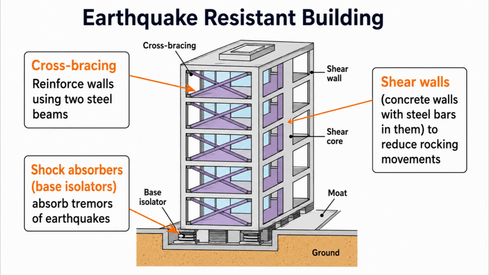At the bottom of the building, there are shock absorbers, also called base isolators, which help absorb the shaking from the ground. The diagram also shows the ground and a moat around the base, giving the building space to move slightly during an earthquake without breaking apart. Overall, the picture explains how stronger building design can reduce damage and keep people safer during earthquakes.